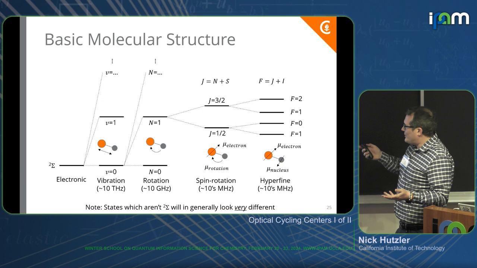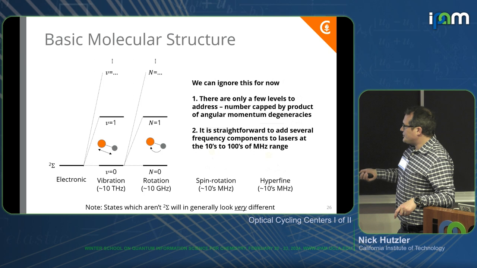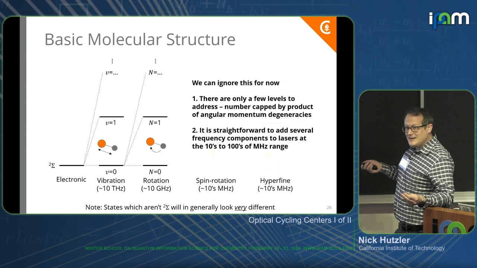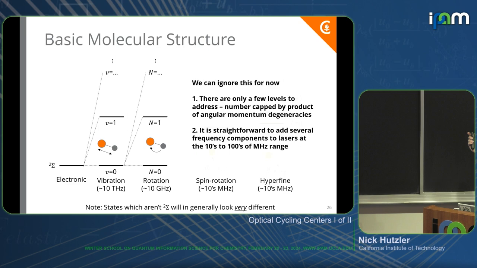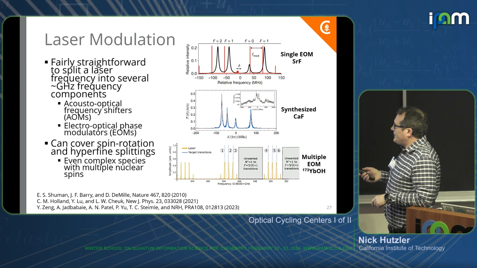But also, the energy scales here are tens to maybe hundreds of megahertz, and experimentally, it's very easy to take a laser and add frequency components at tens and hundreds of megahertz splittings. So you can essentially ignore this. Of course, there are some subtleties if you actually try to do this in the lab, but they're solvable. So you can modulate your laser to address this structure fully.